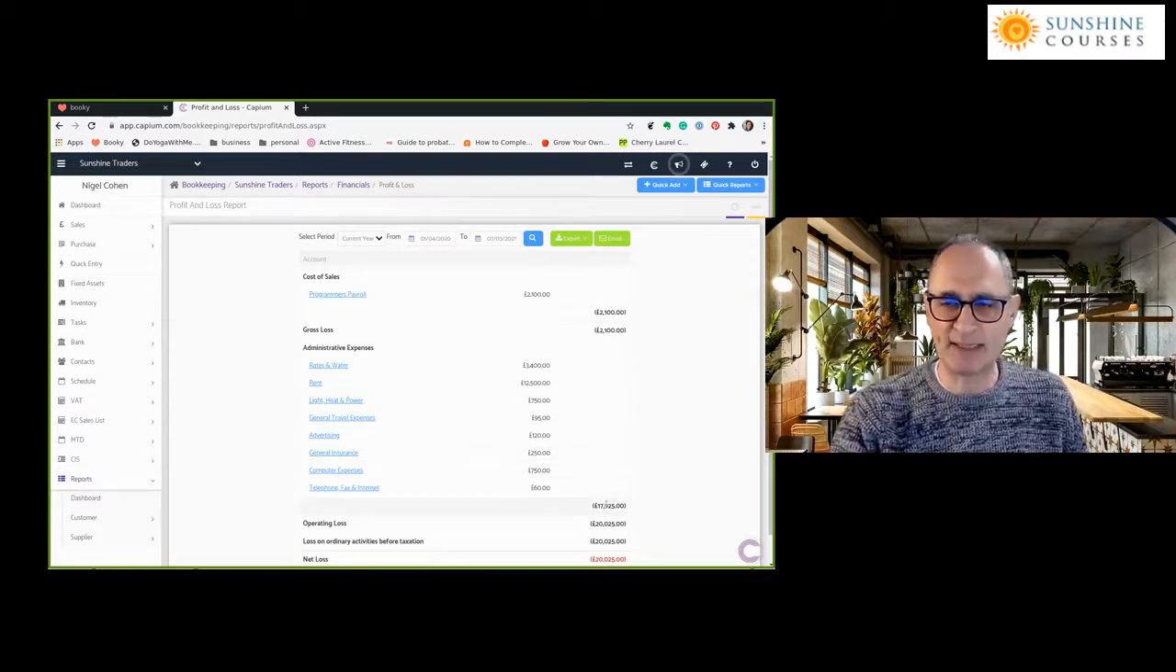And the total expenses in the month are just under £18,000, £17,920. When you add it to the £2,000 of the programmers, the operating loss so far is £20,000. Now, we haven't yet recorded the income, so it doesn't mean we've lost the money, but that's what the accounts show before we enter our invoices.